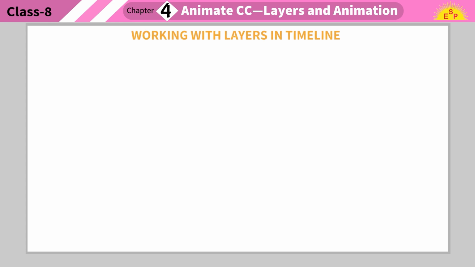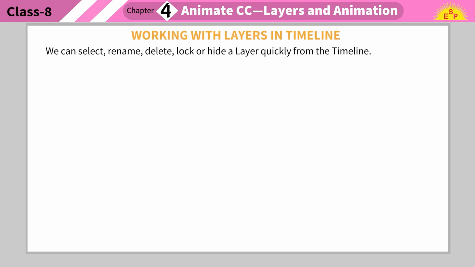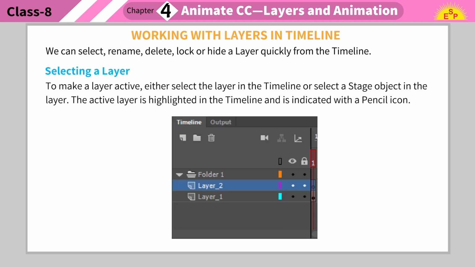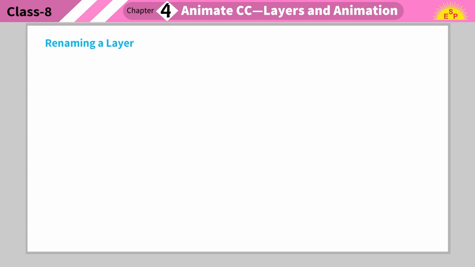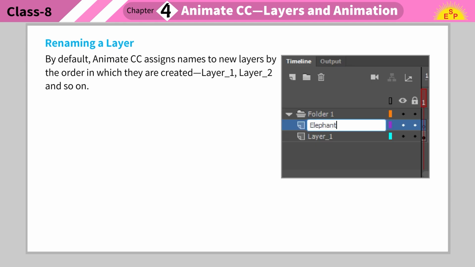Working with layers in timeline. We can select, rename, delete, lock or hide a layer quickly from the timeline. Selecting a layer to make a layer active. Either select the layer in the timeline or select a stage object in the layer. The active layer is highlighted in the timeline and is indicated with a pencil icon. Renaming a layer. By default, Animate CC assigns names to new layers by the order in which they are created, Layer 1, Layer 2 and so on.